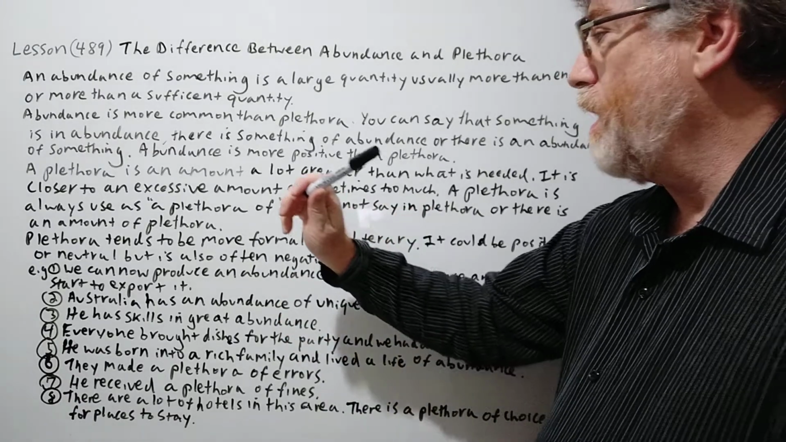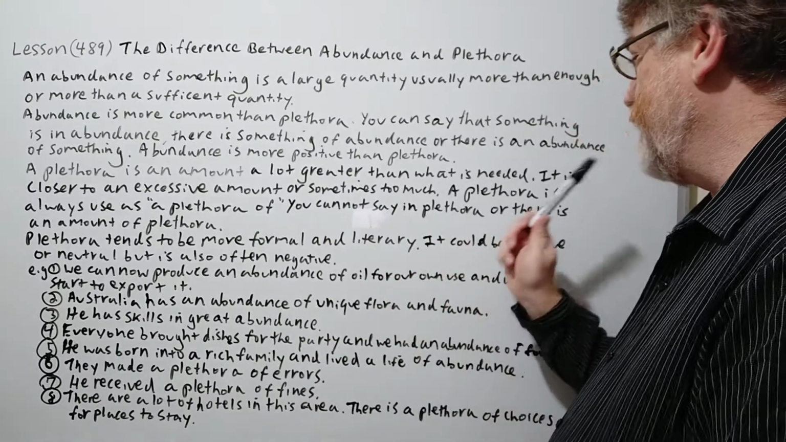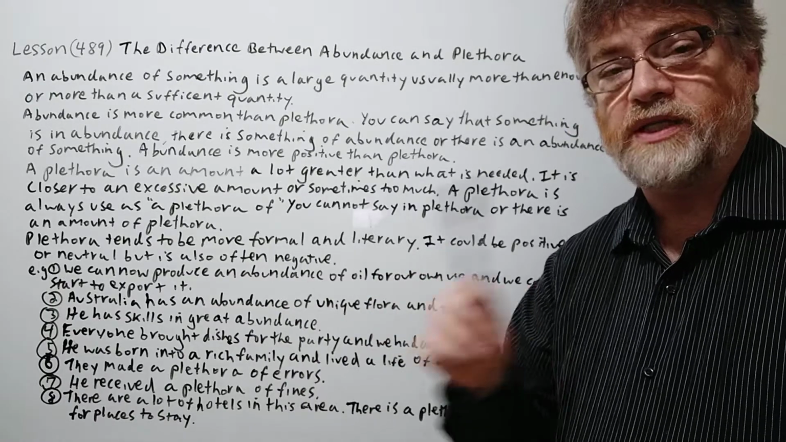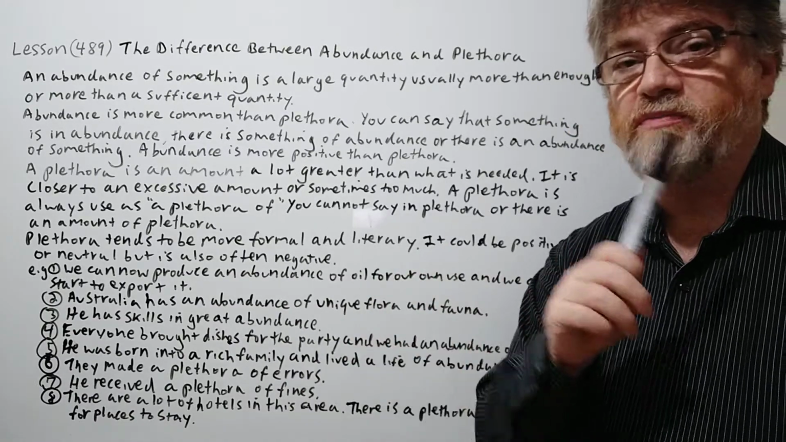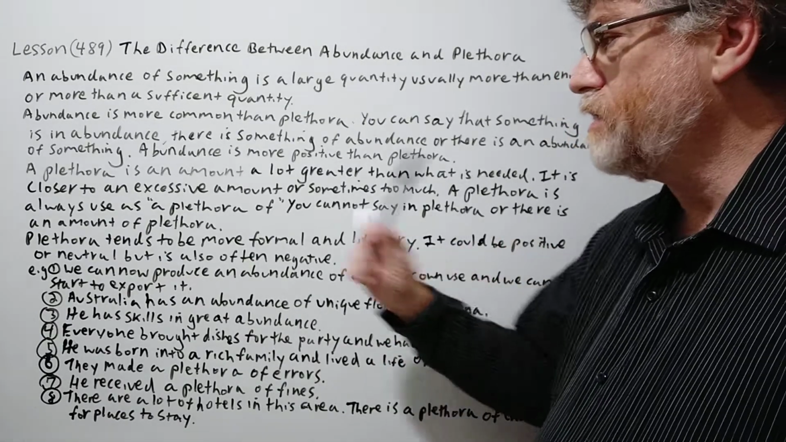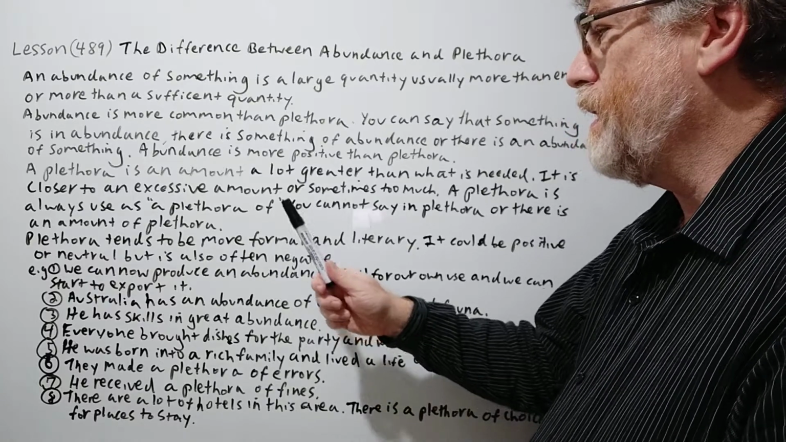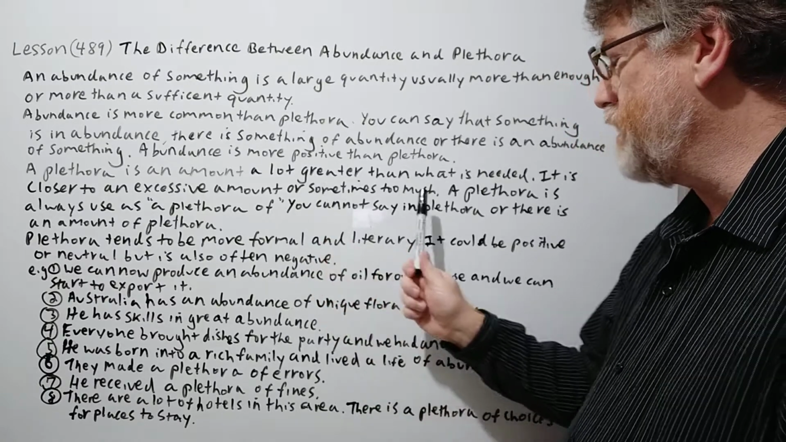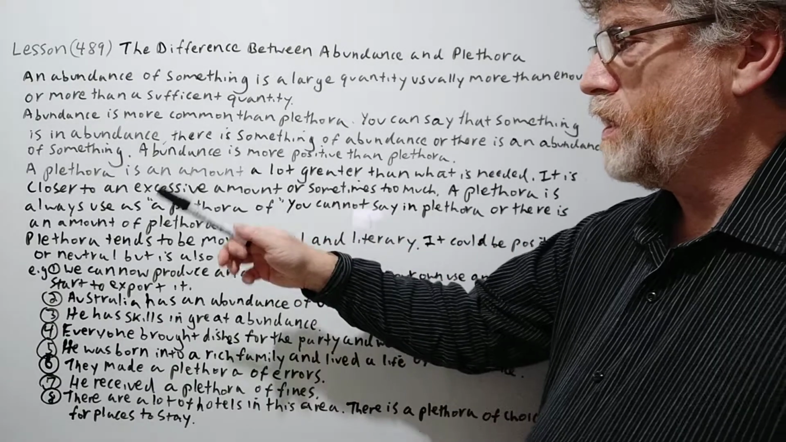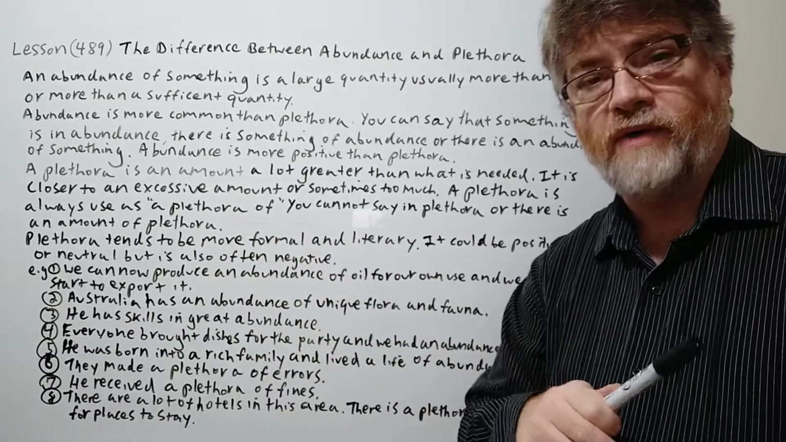A plethora is an amount a lot greater than what is needed. So in some ways it feels a bit higher than abundance, even though there is crossover because they're both clearly more than enough. It is closer to excessive, well, sometimes, depending on how it's used. An excessive amount, or sometimes too much. A plethora is always used as a plethora of.